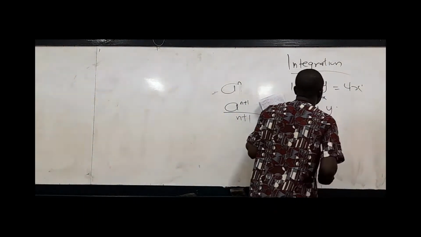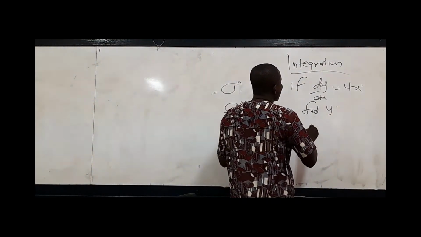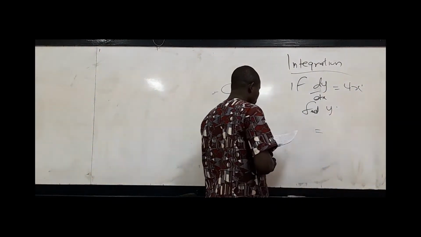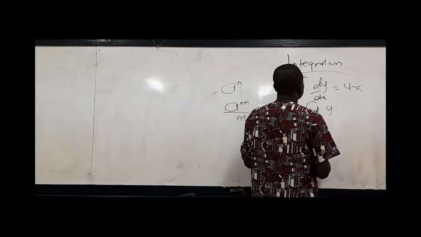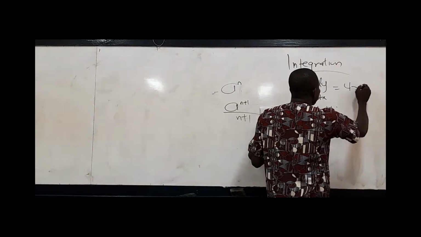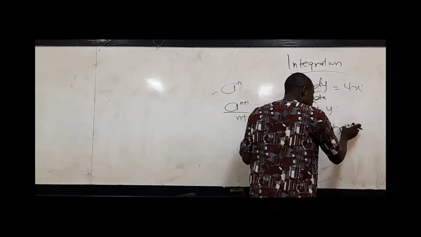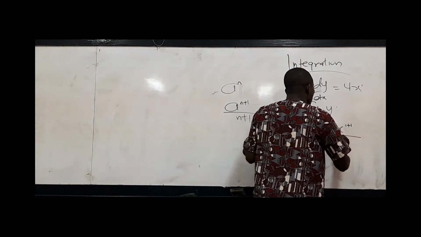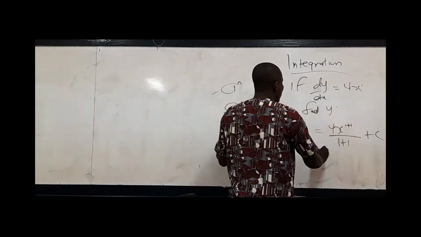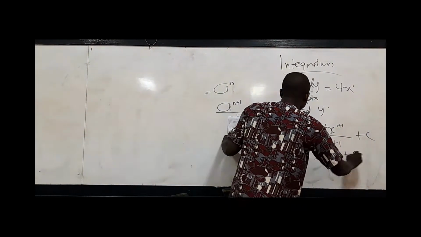So for example, let's do this as a typical example. Here x is to the power 1. If you want to integrate this, what are we going to have? We have 4, and the power becomes 1 plus 1, which is 2, then plus c. So here we are going to have 4x squared over 2 plus c.